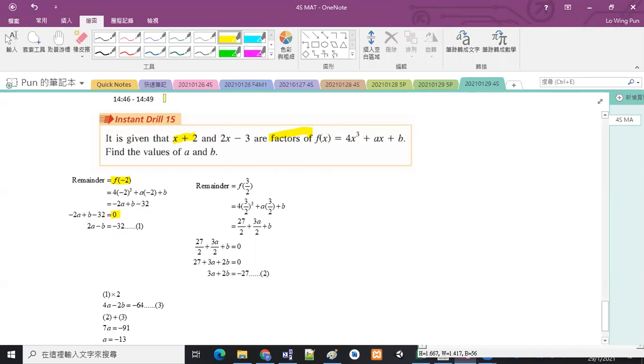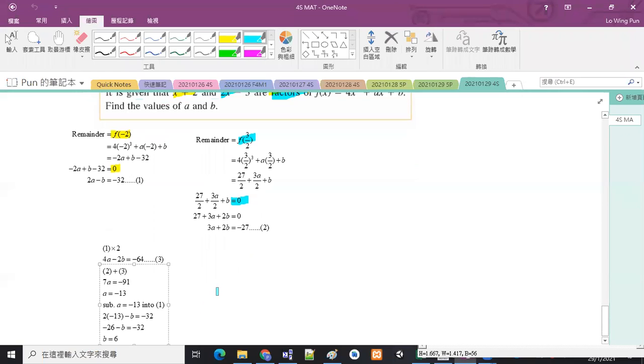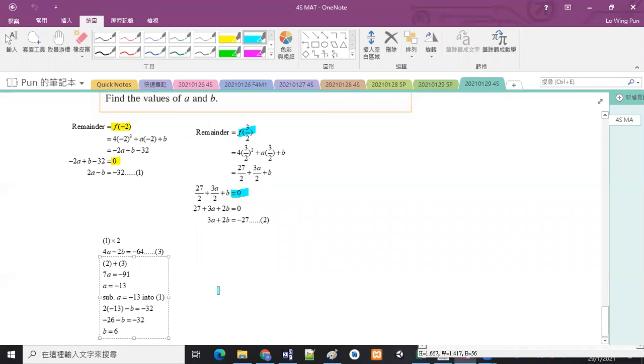Okay, and then you get equation 1. And for the second factor, 2x minus 3 is also a factor of f(x). So the remainder should also be equal to 0. And then you get equation 2. And then you just use the techniques of solving simultaneous equations to solve for a and b. And then you'll find that a should be equal to negative 13 and b is equal to 6. That is the answer. Okay, are there any problems?